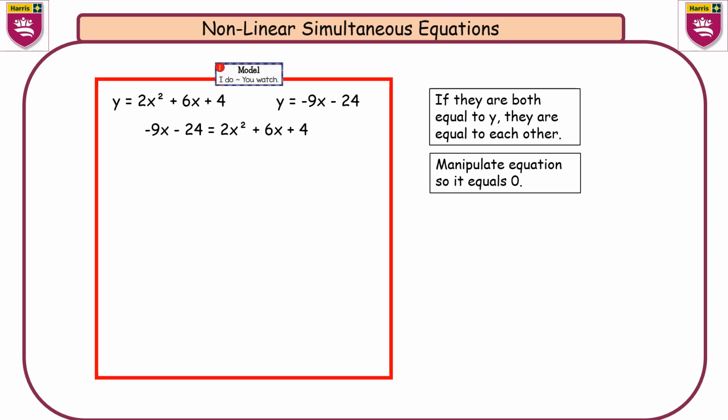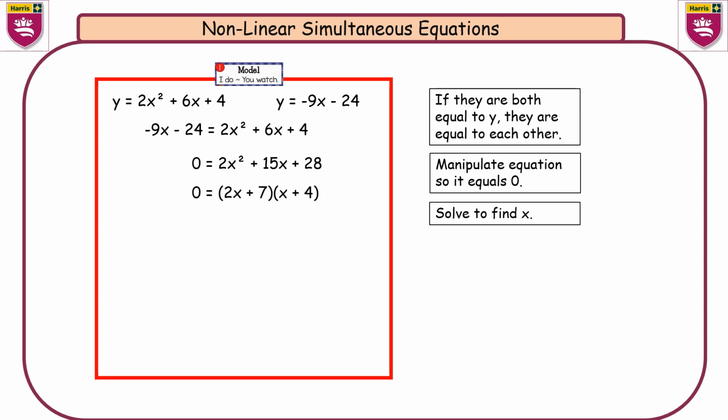We need to manipulate the equation so that it equals 0 for us to be able to factorize and solve. So what we did, we added 9x to both sides, which gave us 2x squared plus 15x, and we added 24 to both sides again to end up with the plus 28. So we're now going to solve to find x. To solve to find x, we need to factorize this. You need to be very good at factorizing where the coefficient of x squared is greater than 1. So 2x times x is going to give you 2x squared, and 7 times 4 will give us 28.